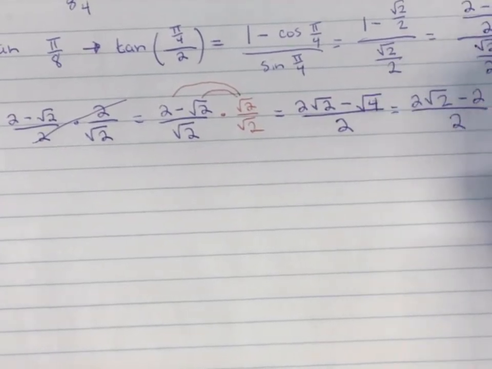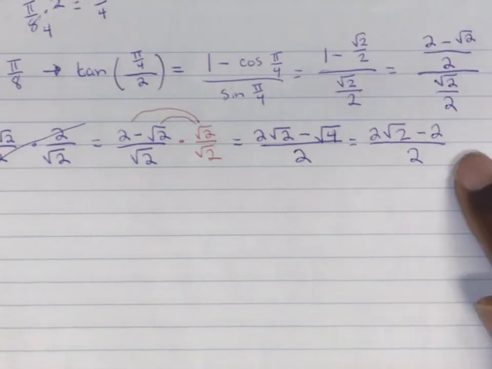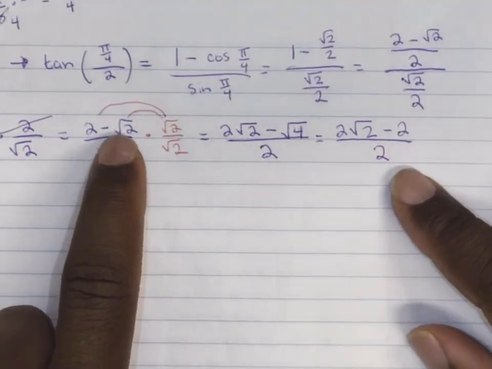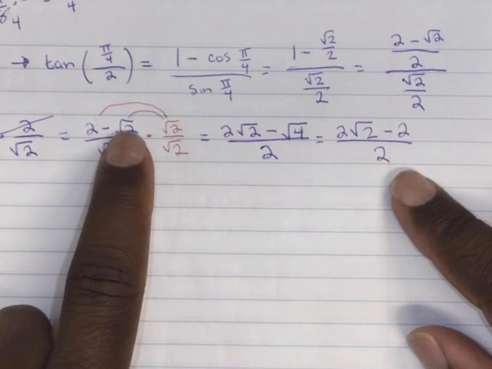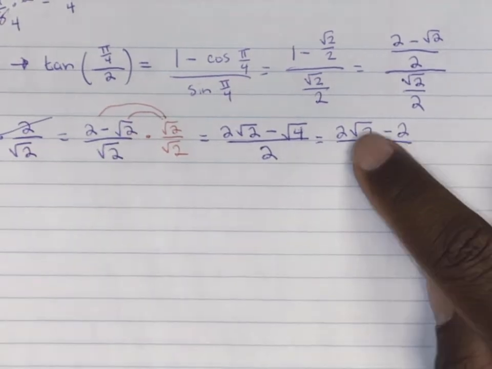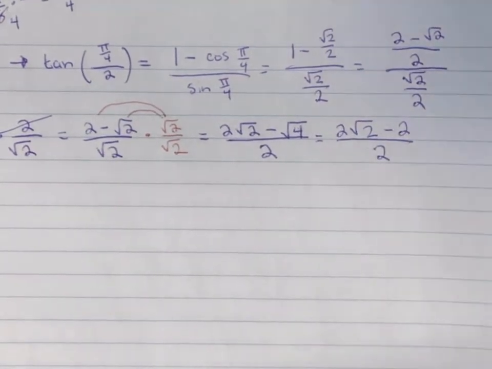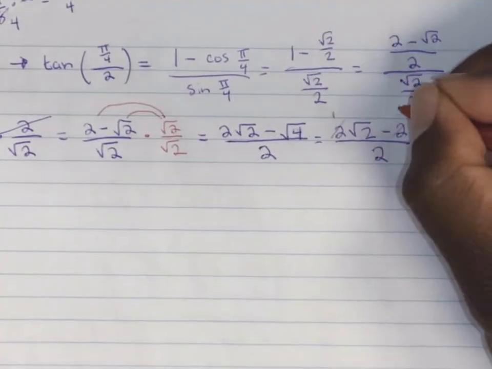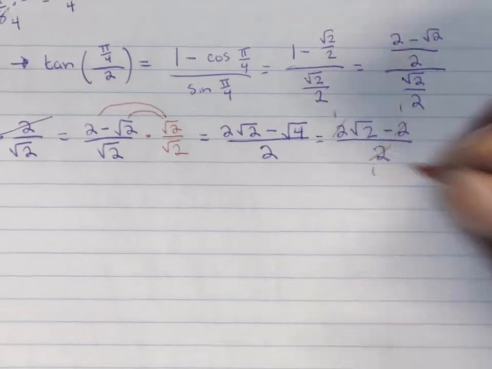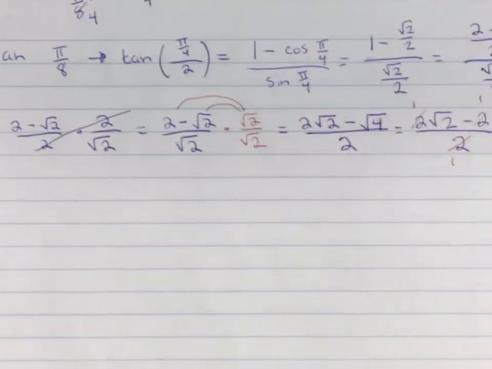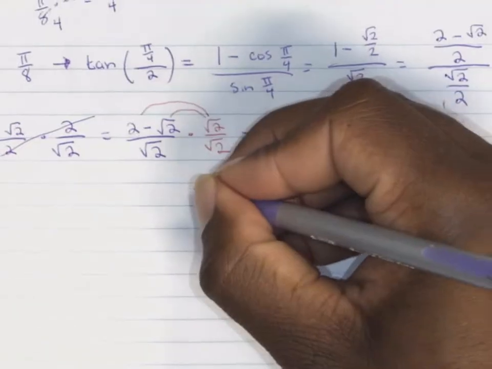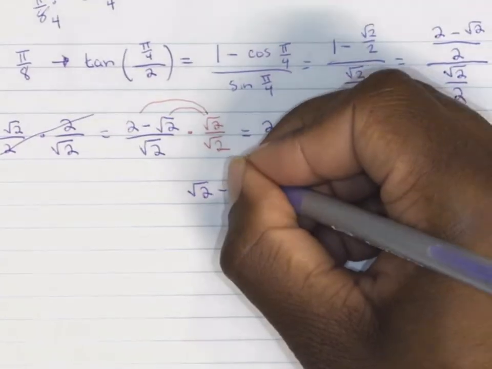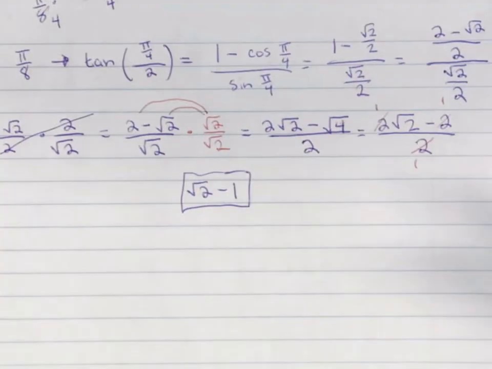So now, this one's different from this one, because this one didn't have a factor of 2 that you could reduce with. This one has a factor of 2, so all of these have a 2. So these 2's cancel out this 2 to be just 1. So our answer that we end up with is root 2 minus 1 over 1. So I'll just leave it as root 2 minus 1.